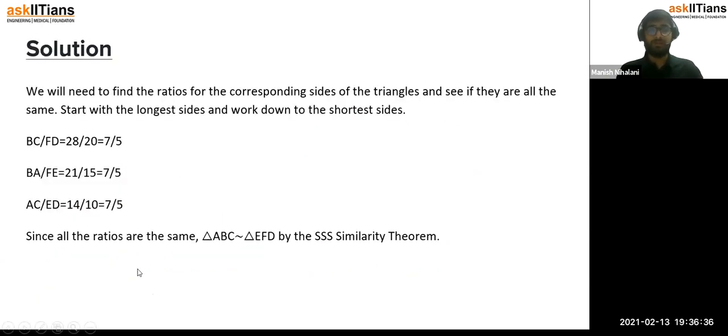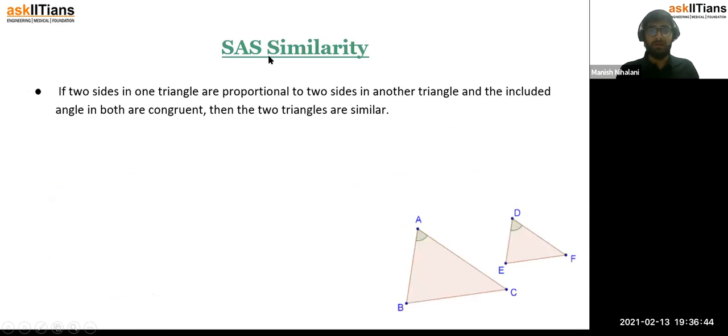So yeah, this is the solution of it, and you all can clearly see that they are similar by SSS test. Okay, so now let's understand the next test. We have SAS similarity test. What is SAS here? So we would say if two sides in one triangle are proportional to two sides in another triangle, right, and the included angle in both are congruent.